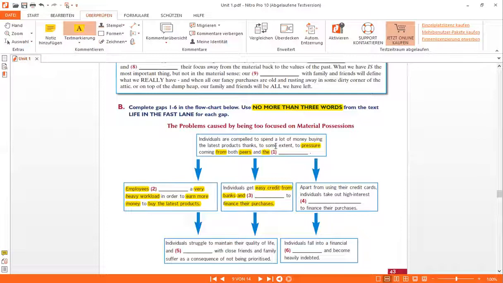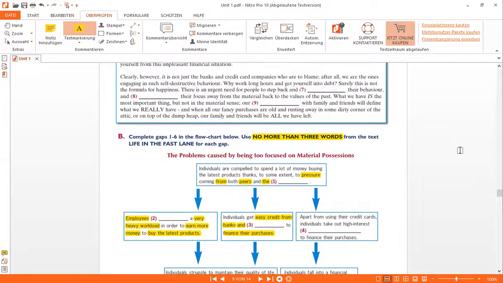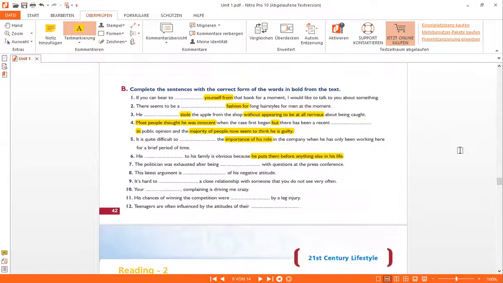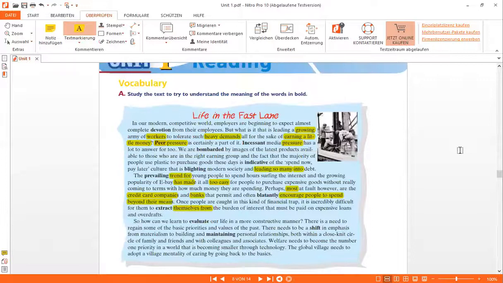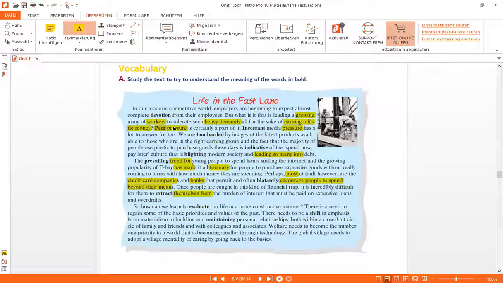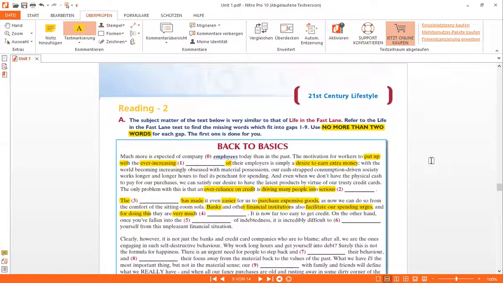For example, individuals are compelled to spend a lot of money buying the latest product thanks, to some extent, to pressure coming from both peers and the gap. When you go to the text, you've got pressures. So you look for a very strong keyword, pressure. We've got it here, first of all, peer pressure, and then there's also pressure here. The word that comes directly before it is media. So media is your answer.